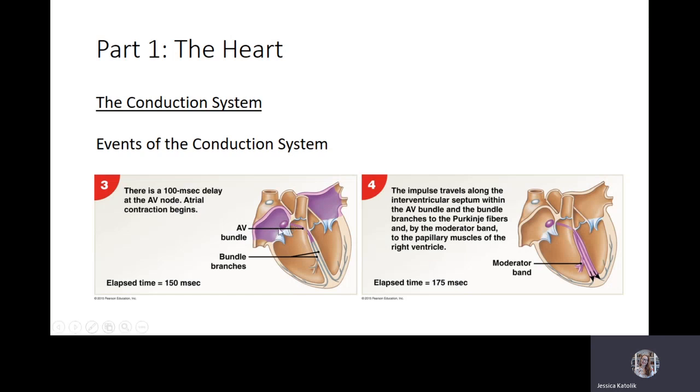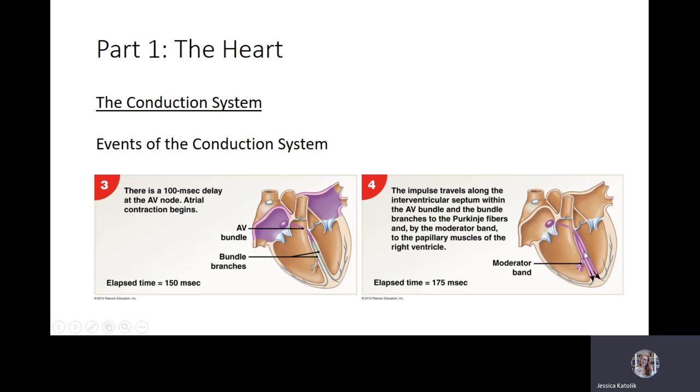And over here, there's going to be the AV node. The AV node is going to create a little bit of a pause, allowing for the atria to fully contract before it's going to allow for the stimulation and contraction of the ventricles. Here we're going to see that the electrical impulse is going through the AV bundle and AV bundle branches.